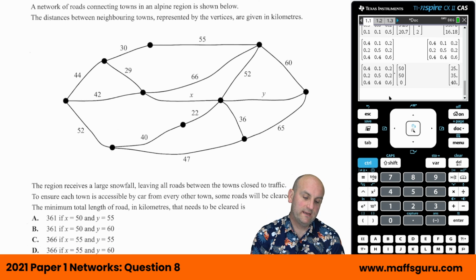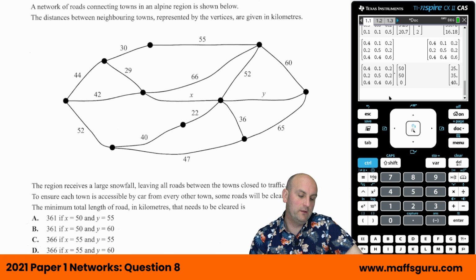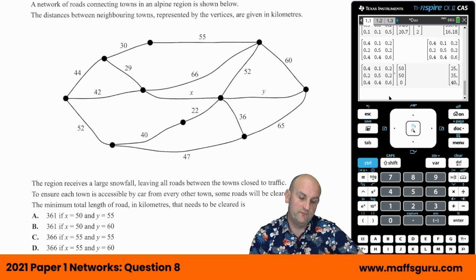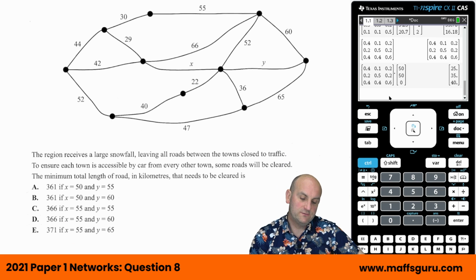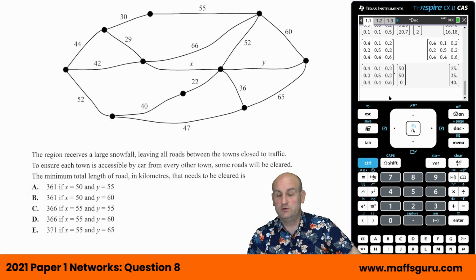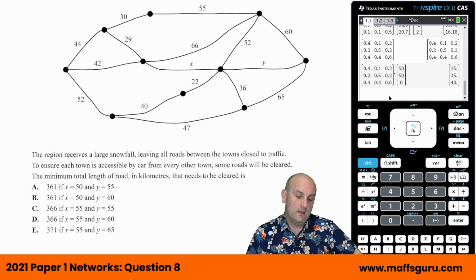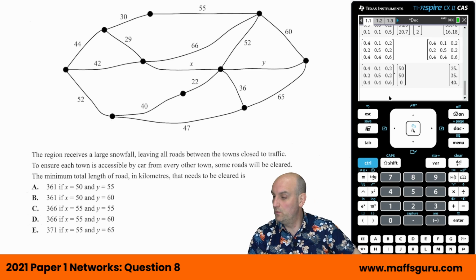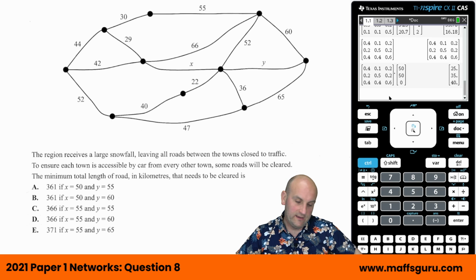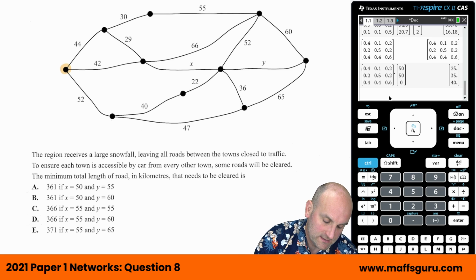A network of roads connecting towns in an Alpine region is shown below. The distance between the neighbouring towns represented by the vertices is given in kilometres. The region receives a large snowfall. Now basically this was a shortest path, and I used Prim's algorithm, so let me try and work this out. Just bear with me. All right, I always start at that point there.